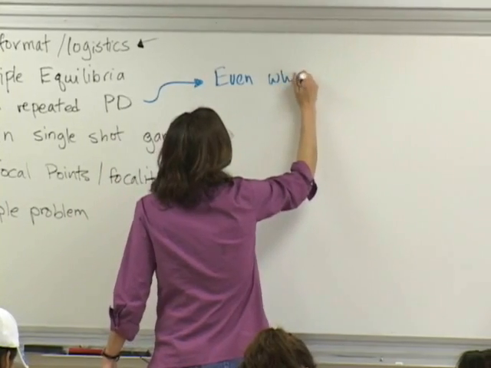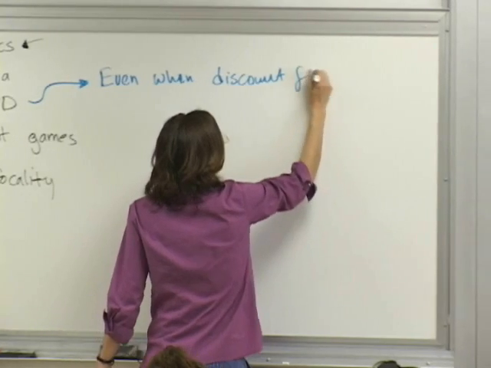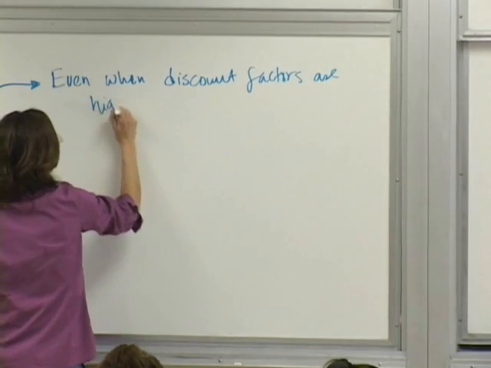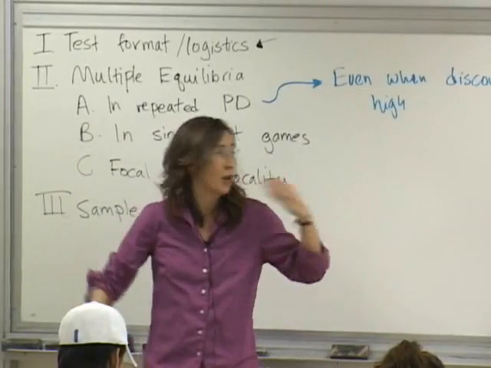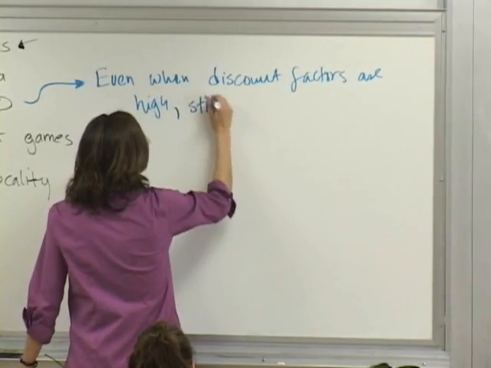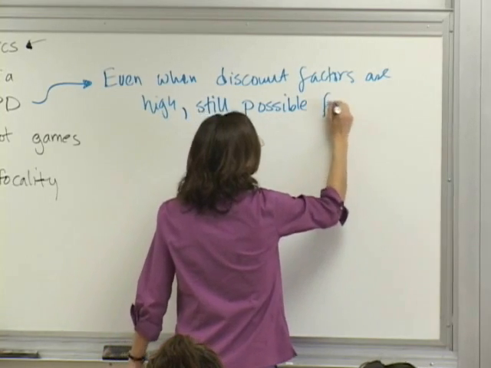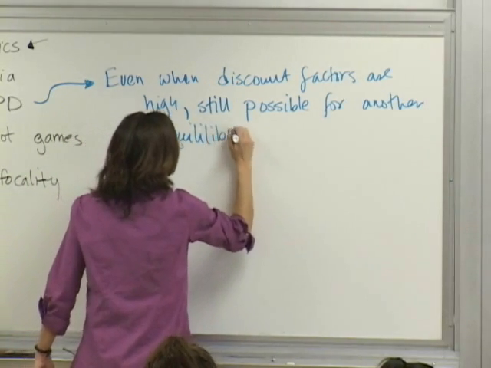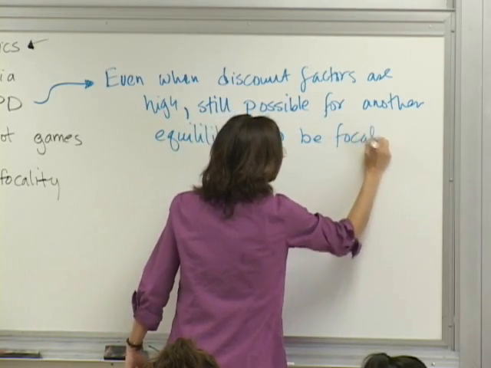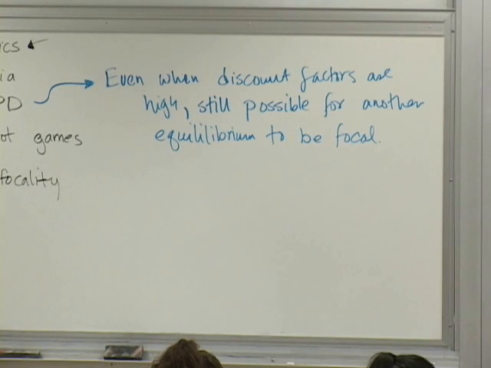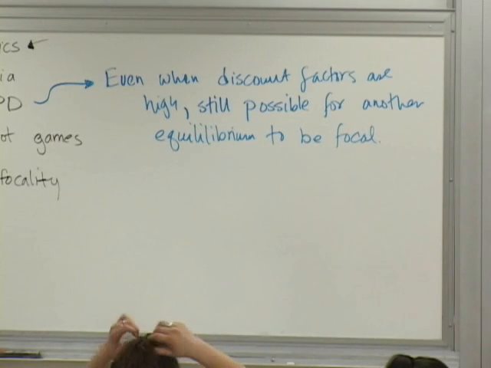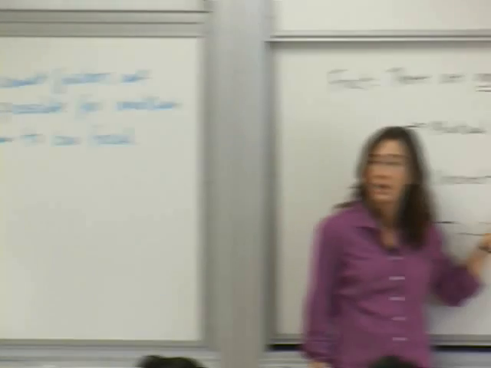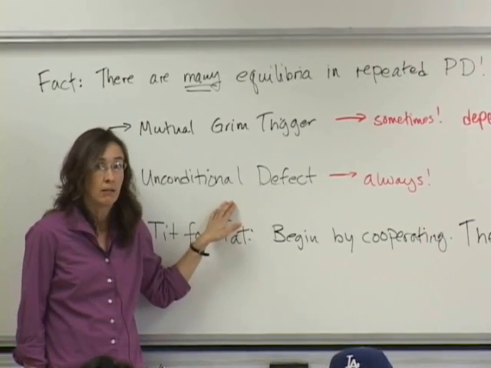Even when the discount factors are high enough to support grim trigger, even when those discount factors are above the threshold value, it's still possible for another equilibrium to be focal. We can be playing the repeated prisoner's dilemma, we can both be patient enough that we could be cooperating, but if I expect you to unconditionally defect and you expect me to unconditionally defect, that's going to be an equilibrium. This is going to be mutually reinforcing. If you're playing this strategy, I don't do any better by deviating from it.